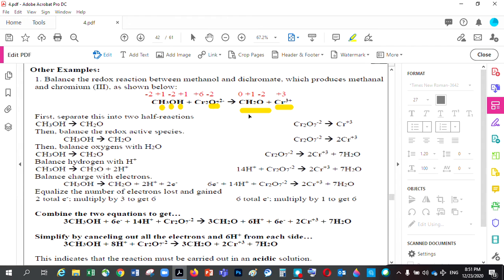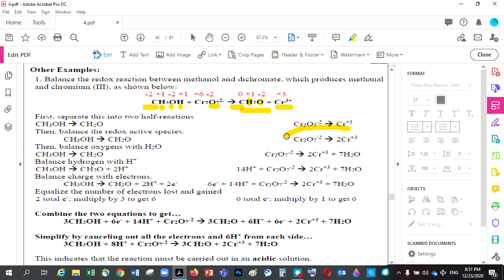So oxygen is -2, it's not changing, correct? Hydrogen is +1, not changing. What's changing is the carbon and chromium elements. Carbon here is -2, and here it is 0. From -2 to 0, that's an oxidation, correct? It's an increase, 0 is greater than -2. And chromium going from +6 to +3 is a reduction.